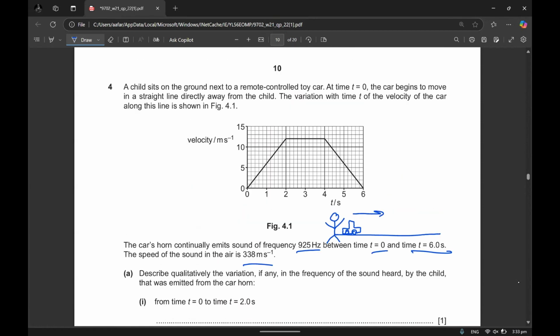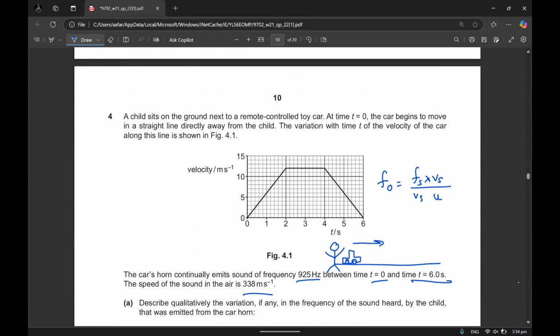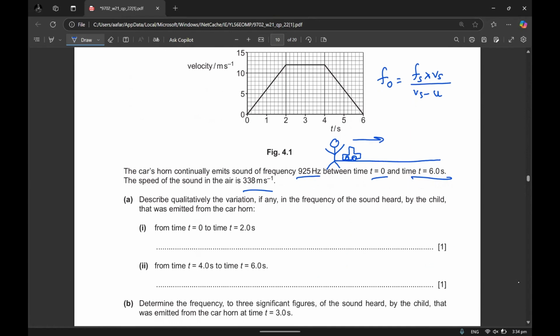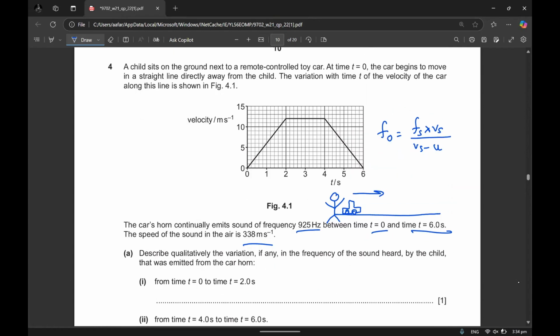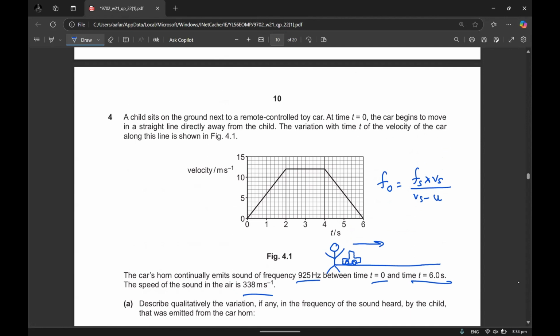Okay, so we know that the observed frequency is equal to the frequency of the source multiplied by speed of sound divided by speed of sound minus the velocity of the source, or plus/minus. Since it's going away, we'll consider minus. These are tricky questions. So they've asked us to describe qualitatively the variation in the frequency of the sound heard. Initially it's zero velocity, so the child is going to hear the same frequency as the horn.